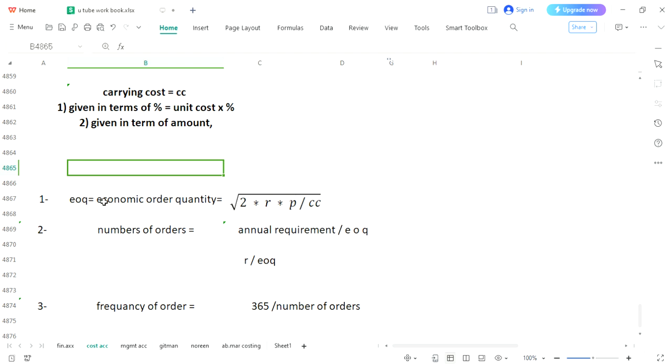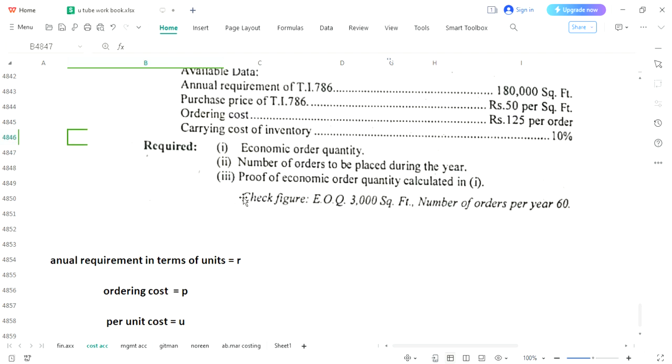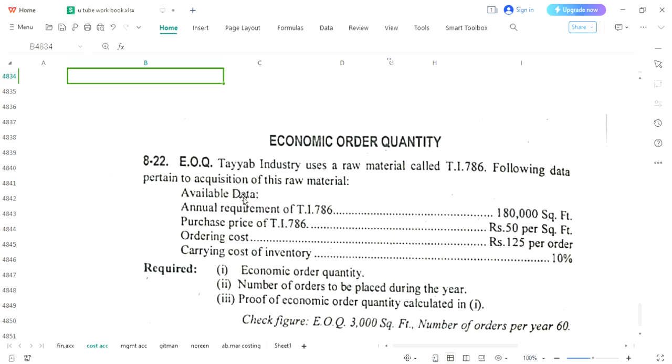EOQ you will calculate from here. I think it's enough, and you are now going to see your question. This is the appearance of your question. The volume of this question is very short. Few inputs are given, and that's all. You will take these elements, put them into your formula, and get the economic order quantity.